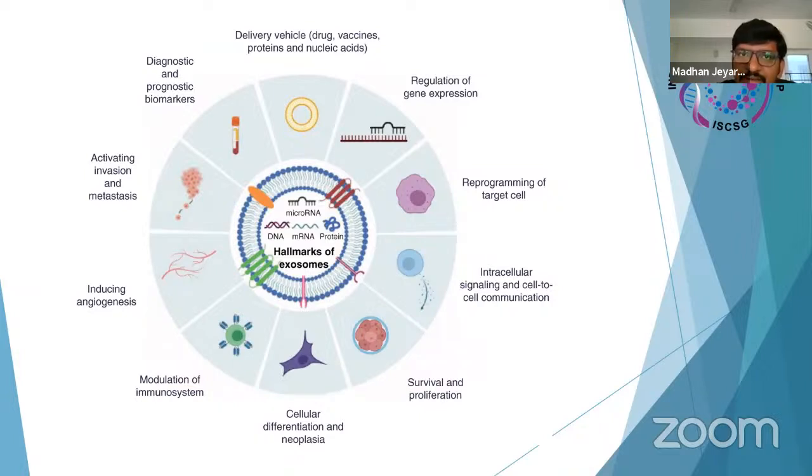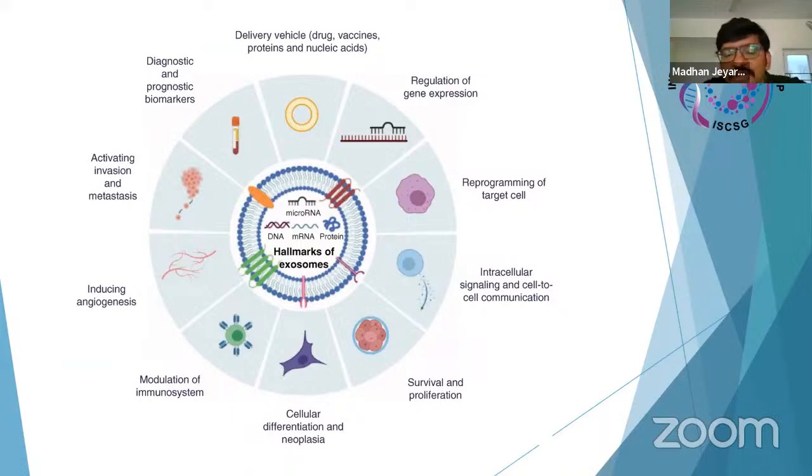So once we give BMAC to a patient with osteoarthritis, to check how this BMAC has worked at a micromolecular level, there come prognostic markers of exosomes. And it can reprogram the target cell. If we want to convert sickle cell anemia, for example, into normal blood, it can reprogram the target cell. The sickling RBC can be converted into a round or oval shaped RBC, whatever it is. And it helps in inter- and intra-cellular communication signaling, and it improves cell survival and proliferation.